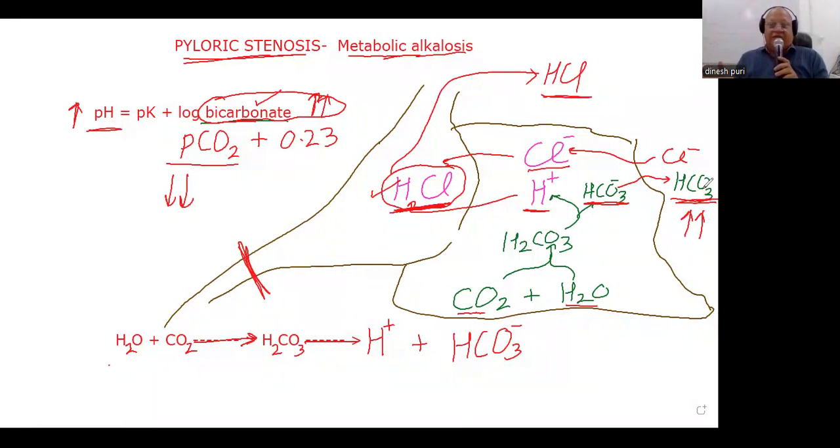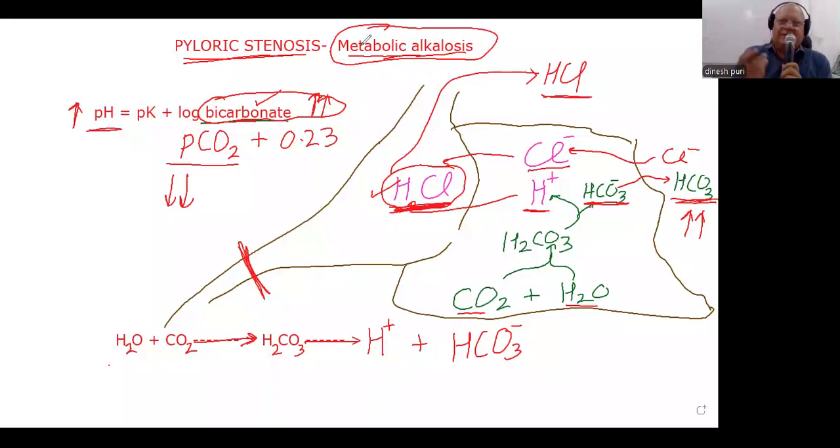So I repeat, the whole sequence of events starting from here will be pushed towards the right, or rather it is pulled towards the right, because HCl is eliminated, more HCl is to be generated. So more H plus needs to be generated, and whenever H plus is generated, bicarbonate is also generated. So bicarbonate concentration in the bloodstream will increase. And that is what we precisely mean by metabolic alkalosis, increase in the bicarbonate concentration.